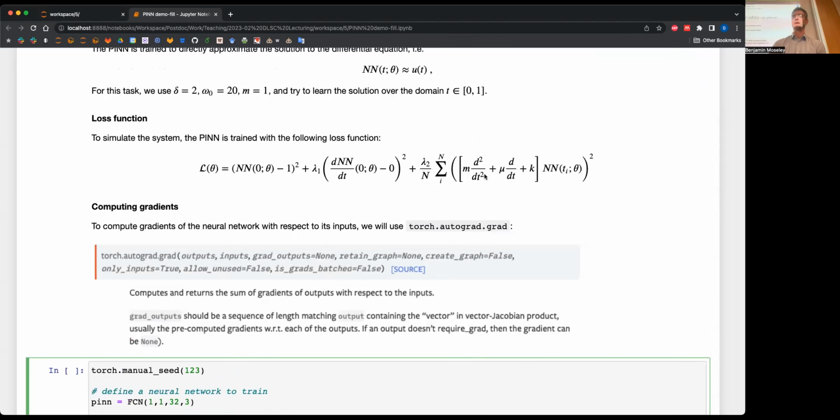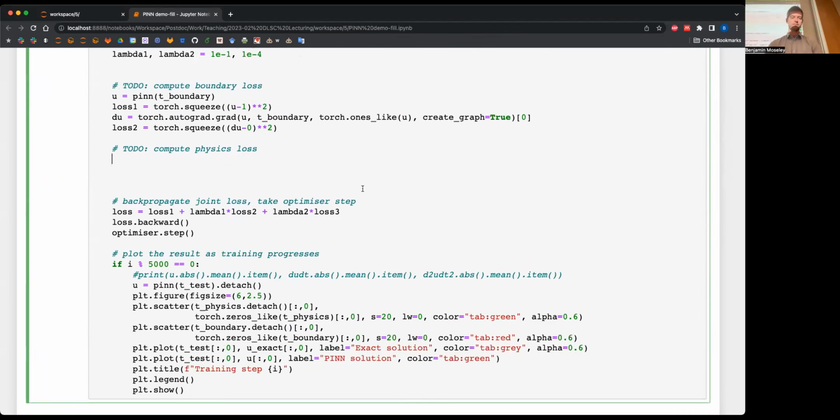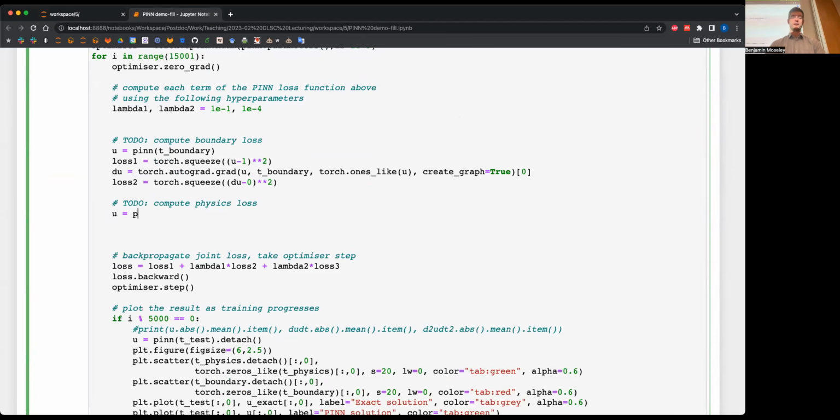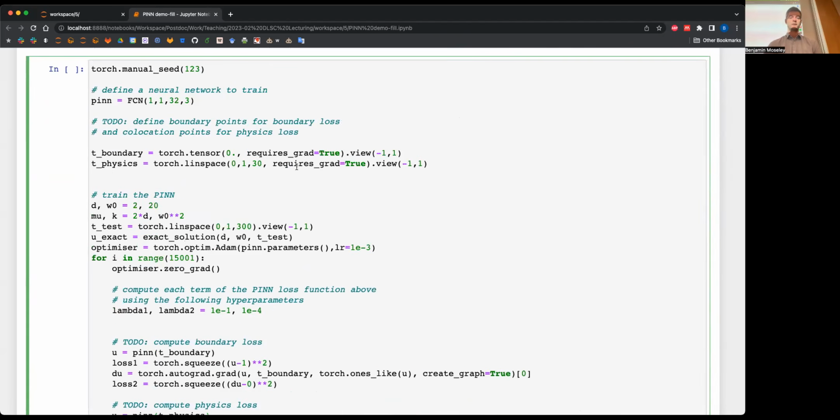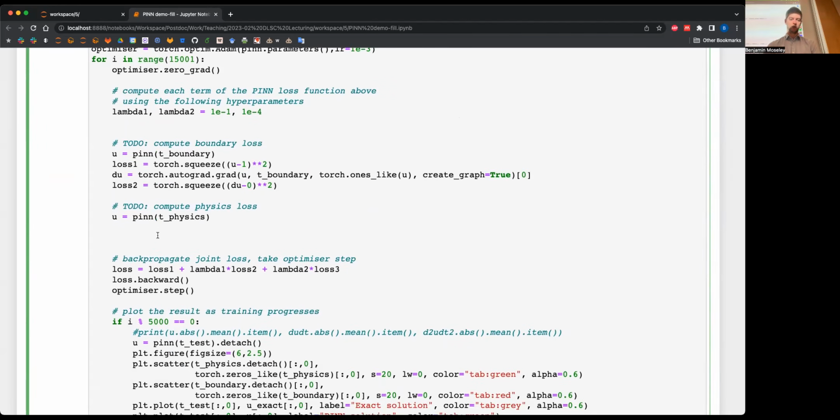Now we need to do basically the same thing for the physics loss, and it's very similar stuff. We're going to be using autograd to get the gradients. So again, we need to get the forward pass of the network. So this time we're going to apply it to the physics points. These are the physics points that we created up here. And then I'm just going to copy and paste this and change it a little bit. So we need u with respect to t physics now.